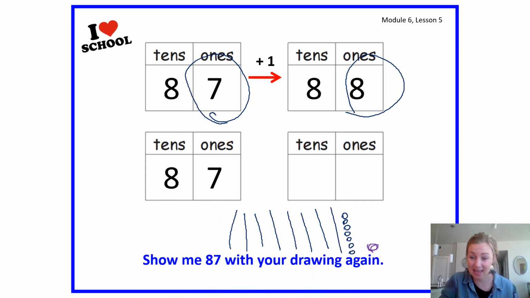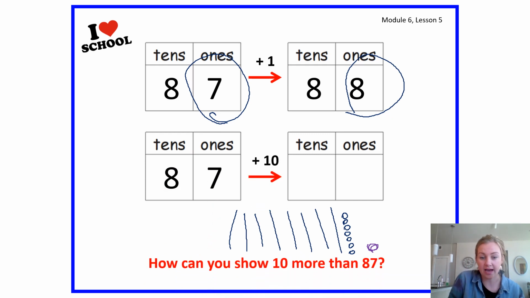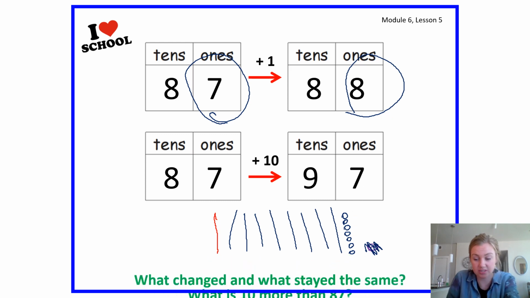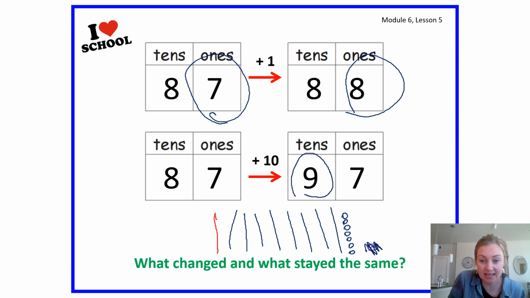But what if I add 10 to 87? So now I don't want this extra 1. I want an extra 10. Now I have 9 10s and 7 1s. I still have 7 1s, so that digit did not change. But the 10's digit changed because I added 1 10. So the 8 became a 9. 8 10s became 9 10s. 87 plus 10 equals 97.